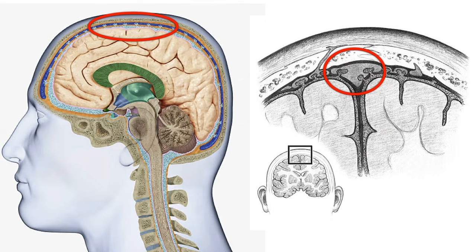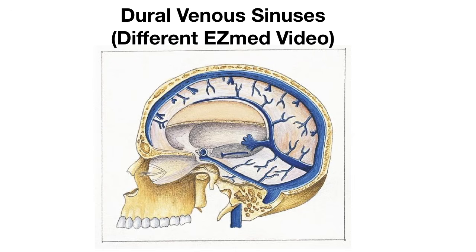Here are a couple more pictures of those arachnoid granulations that are going to drain the CSF from the subarachnoid space into the dural venous sinuses of the venous system. There's going to be a separate EasyMed video that talks about the anatomy of the dural venous sinuses, so don't worry about those right now. Just know that that's where the CSF is going to be drained into.